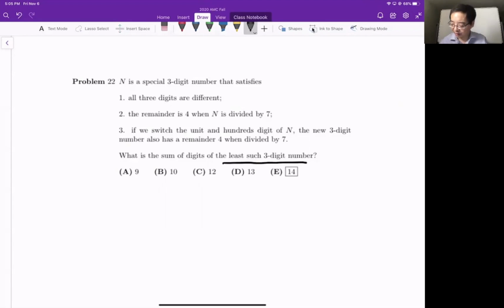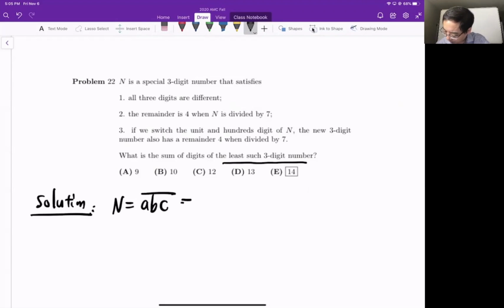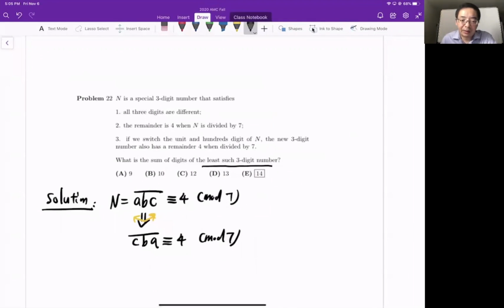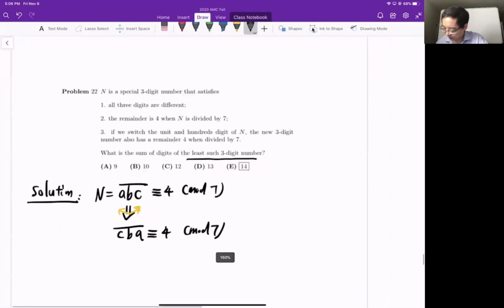To solve this problem, we need some algebra. Solution: I put n as ABC. So A, B, C represent the 3 digits of n. When divided by 7, the remainder is 4. Now, if we switch the units digit and the hundreds digit, then we get CBA, right? We just switch them. This new number, when divided by 7, the remainder is also 4. Now, because they have the same remainder when divided by 7, if I take the difference between these two, I should get a number that is divisible by 7.